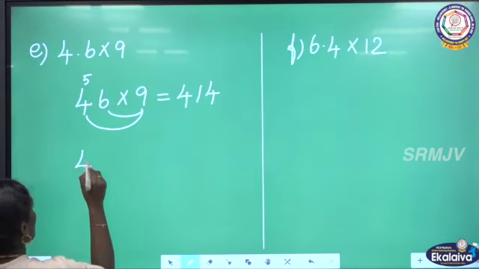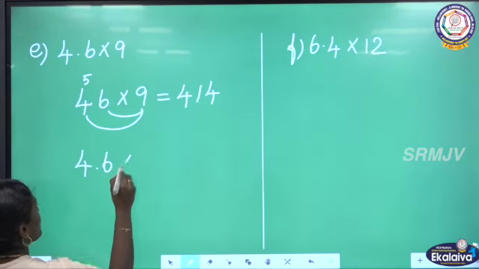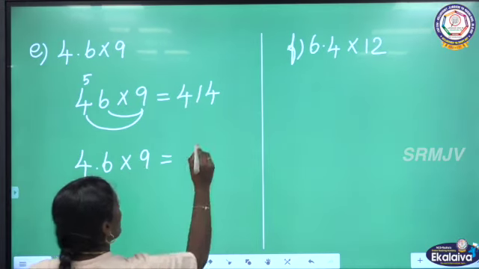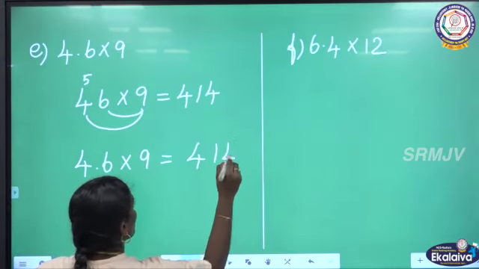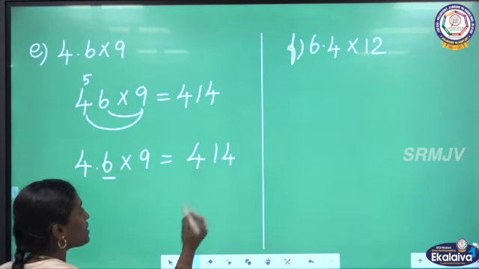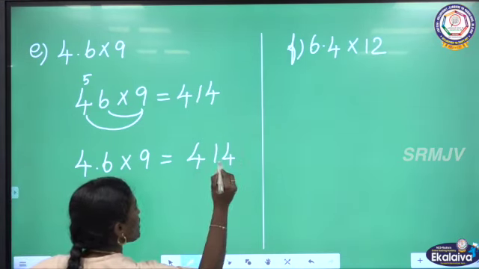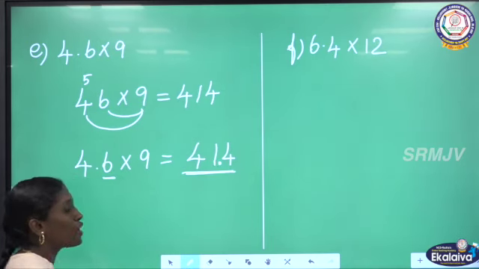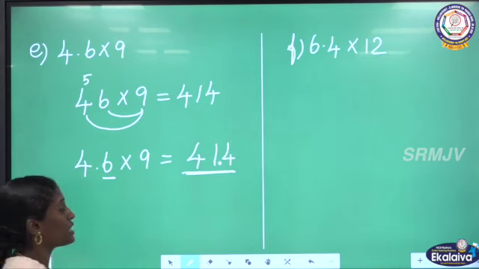Now, I am going to write the answer for the given question 4.6 into 9. Here, we have to keep the decimal point alone. In the given question, only one decimal place is there. So, from the last before one digit, we have to keep the decimal point. So, 41.4 is the answer.